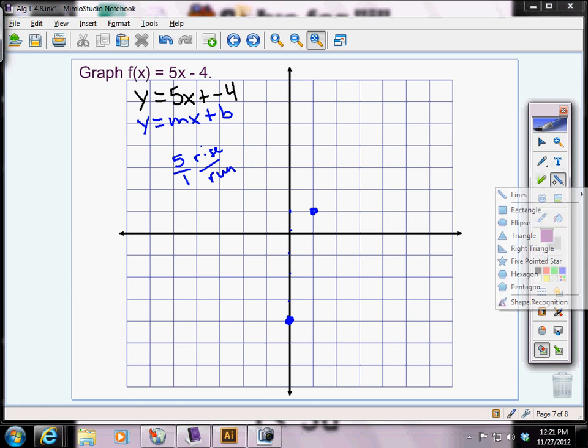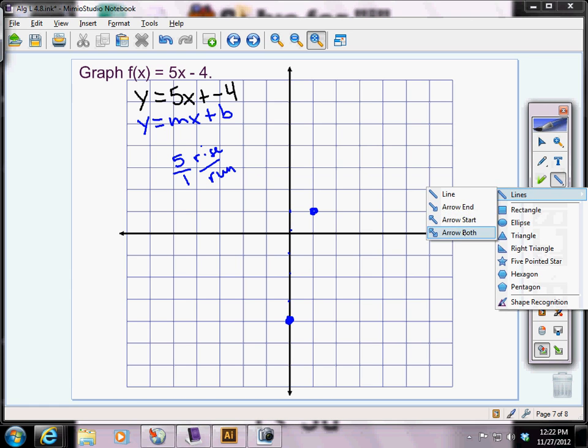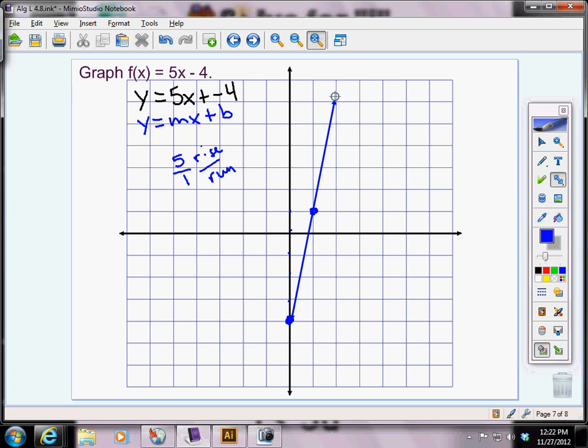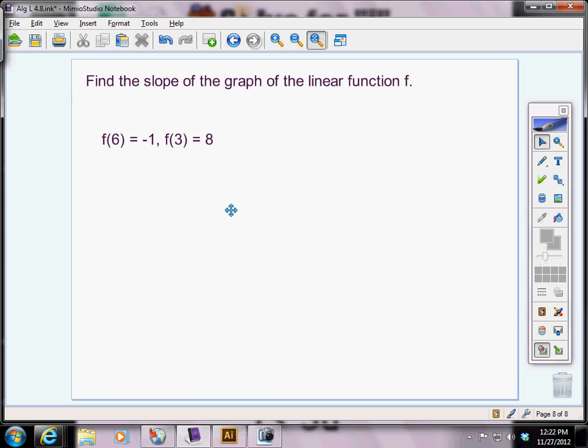So now if I'm going to draw this line, I just draw it through these 2 points. So don't stress when it says graph in function notation. Just take that f of x out, replace it with a y, and use slope-intercept form to graph the exact same way you've practiced in the past. Okay? Again, these are interchangeable, f of x and y.